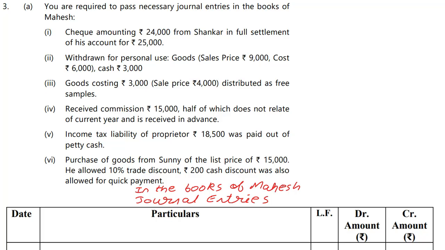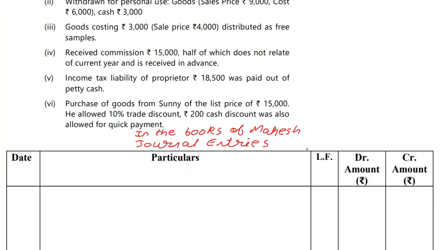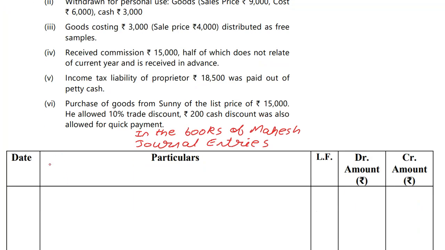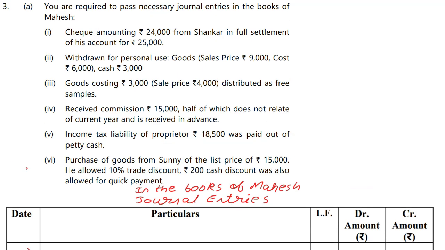Notice, even though the format for a journal has dates, we don't have dates. In the absence of date in the date column, you can go ahead and put the serial number. Right, so I'm starting with the first transaction, and that is going to be transaction 1. Going back up, we have a check amounting to 24,000 from Shankar in full settlement of his account for 25,000.